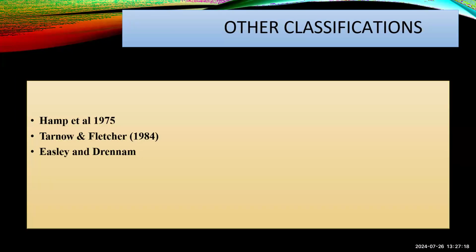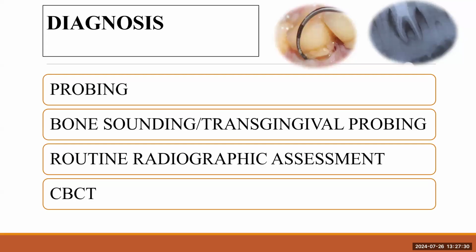Some other classification indices are also there. Some other popular indices are Hamp's, 1975, Tarnow and Fletcher's classification, 1984, Eastman and Drennan, etc. So we have basically dealt with the introduction, the etiologic factors, and the classification indices.